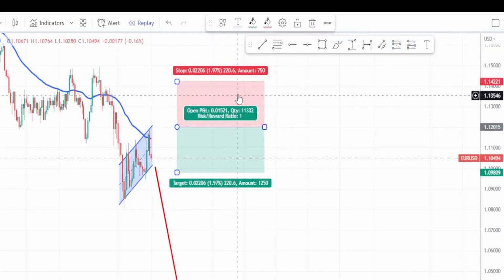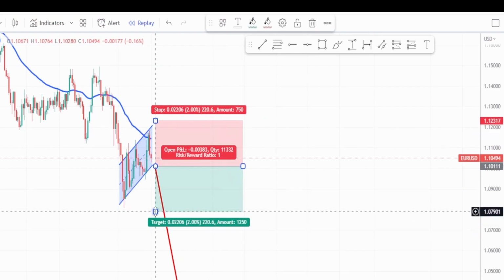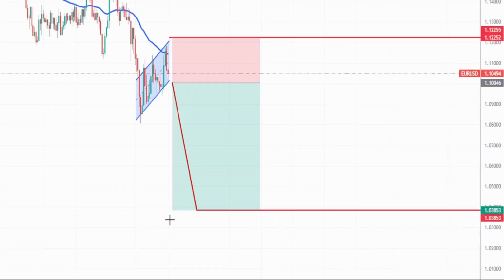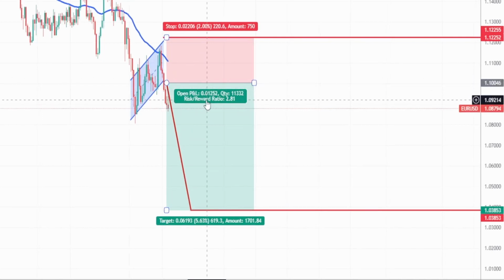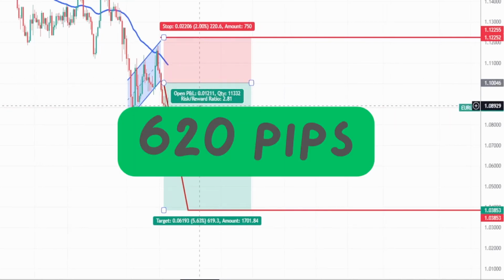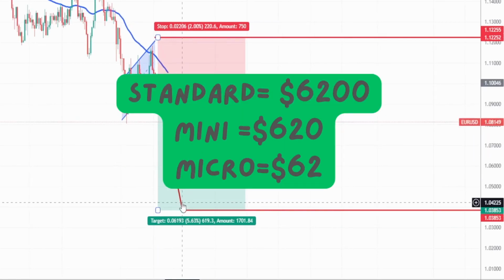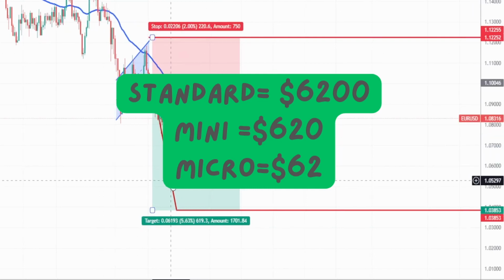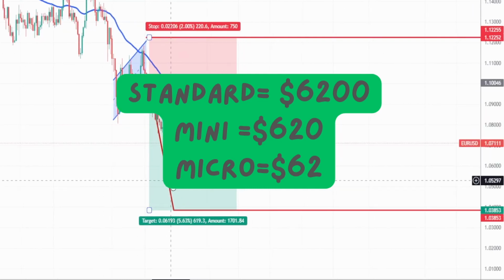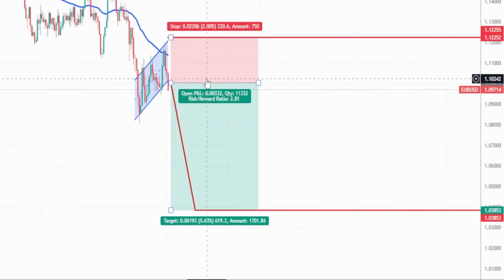Let me show you guys with the short position tool here. And the short position tool right here, that's our stop order. And this is our take profit. So that's about 620 pips. If you trade a standard lot like me, that's $6,200. If you trade a mini lot, that's $620. If you're a beginner, if you're just trading a micro lot, that's $62.